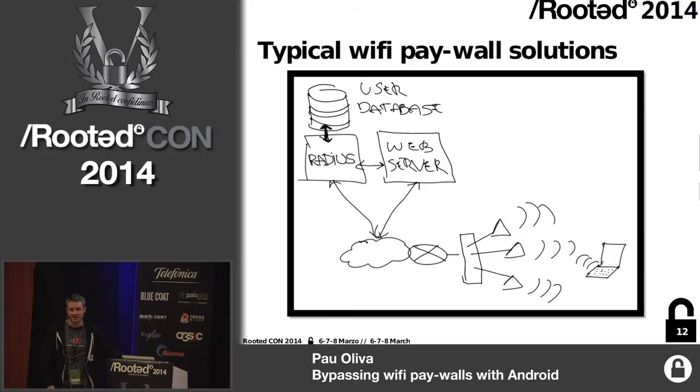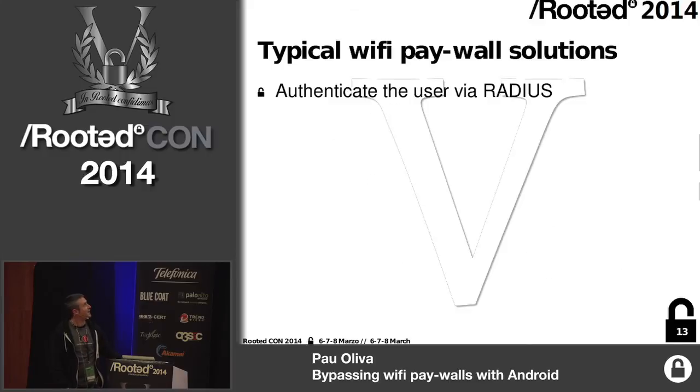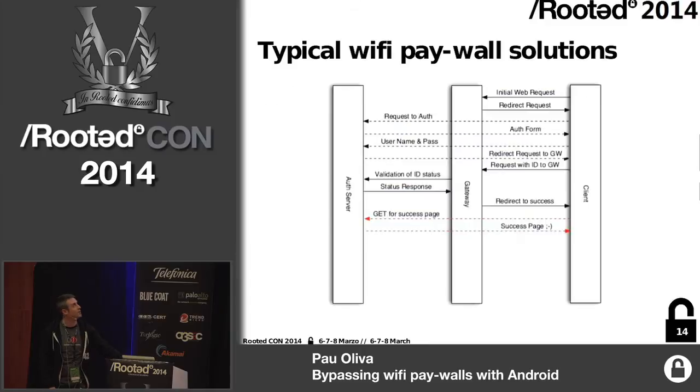How does this work? We can see my skills in painting. Normally there is a user database and a web server. Perhaps everything is on the same machine, not separately. Normally this is not on the very same hotspot, it is on the cloud, on the internet. The user has to be authenticated. You can see this schema taken from the internet because I'm not a good painter.